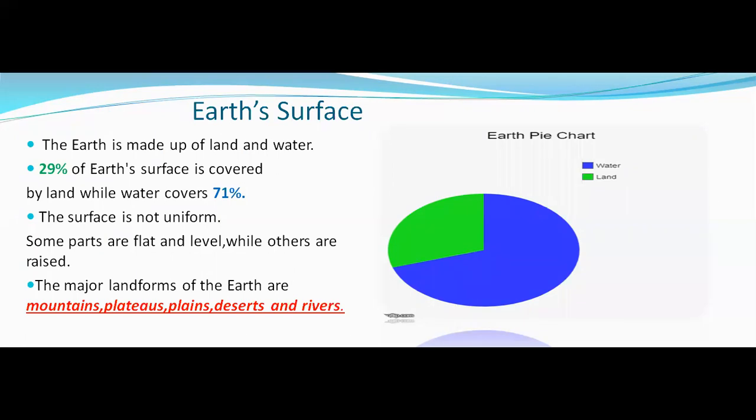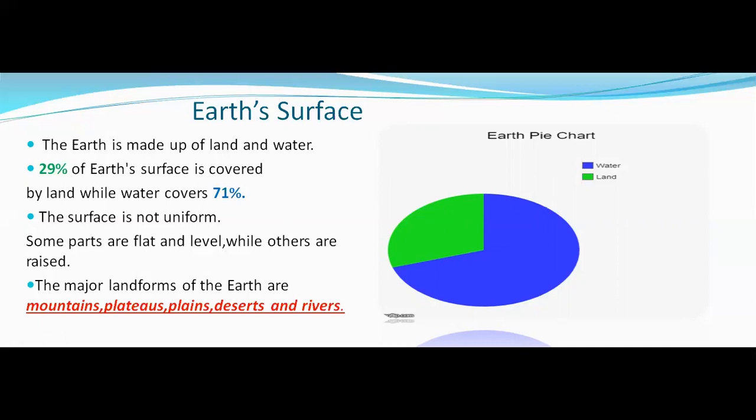Children, please look at the pie chart here. Yes. So the blue colored part of our Earth is nothing but the water, that is 71%, whereas the green color indicates land, which is 29%.